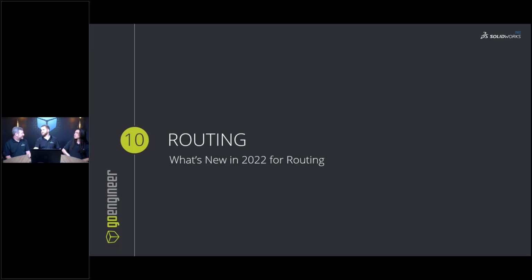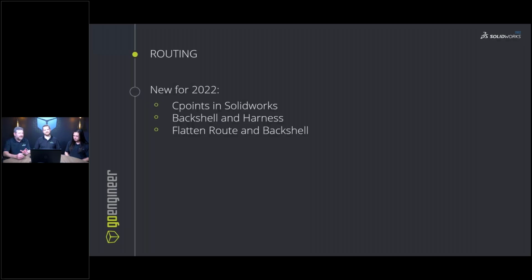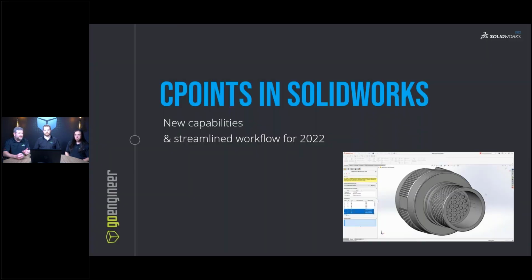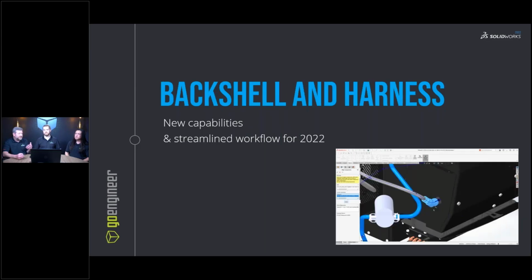Okay, now on to routing. I got ahead of ourselves. So what's new in routing for 2022? A lot of this is more on the SOLIDWORKS Electrical side of things. So the ability to add C points while you're in SOLIDWORKS. With regular routing, we've had that. For electrical, maybe we need that option. It's nice not to have to go all the way into the library manager.